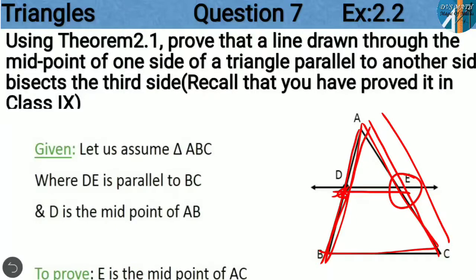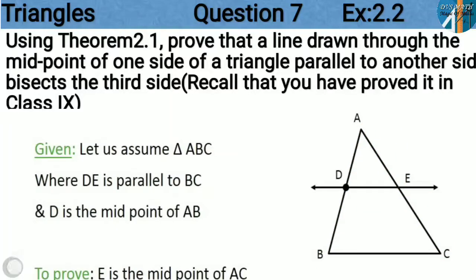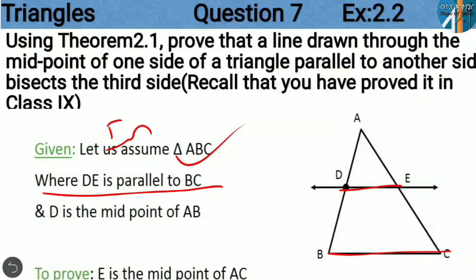So now what is the given? Let us write the given here. Let us assume triangle ABC. Just after drawing the figure, you can write: in triangle ABC, DE is parallel to BC. And remember, this point is very important, that is D is the midpoint of AB.